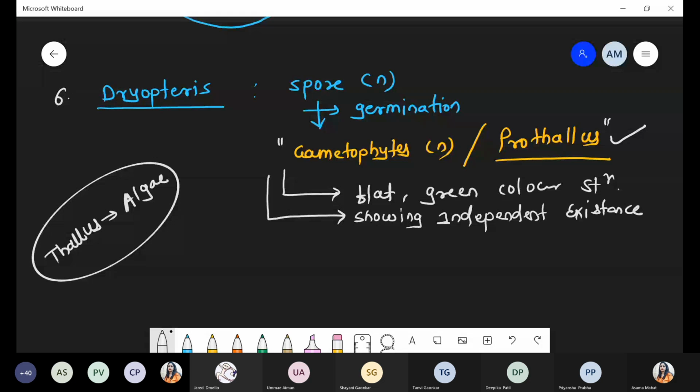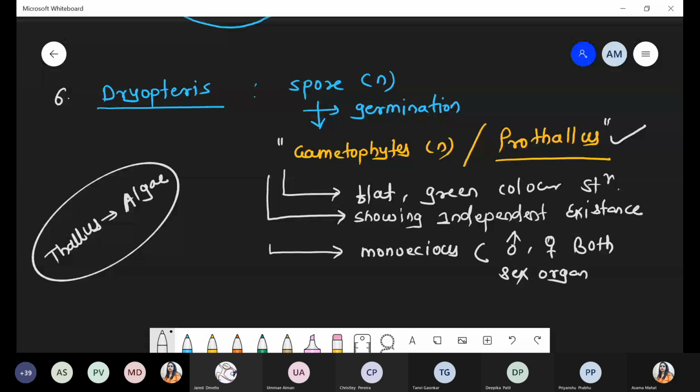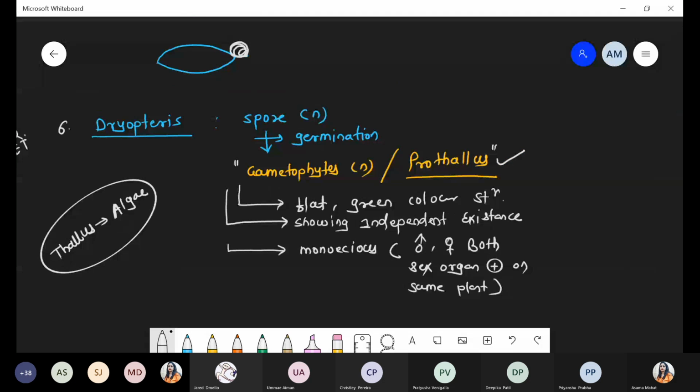And the third characteristic of the prothallus is that it is an example of monoecious. What is the meaning of monoecious? Both male and female sex organs are present on the same plant body. We saw earlier that in bryophyta the monoecious condition is very common, with the exception of Marchantia. But whenever we are talking about dryopteris, they form a gametophytic body, and such a gametophytic body is called the prothallus. I'm not talking about the thallus, which is a unique word used in algae. Here we are talking about the prothallus, a characteristic feature only and only present in dryopteris.